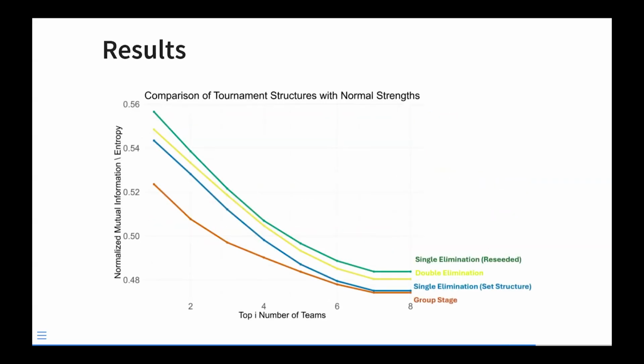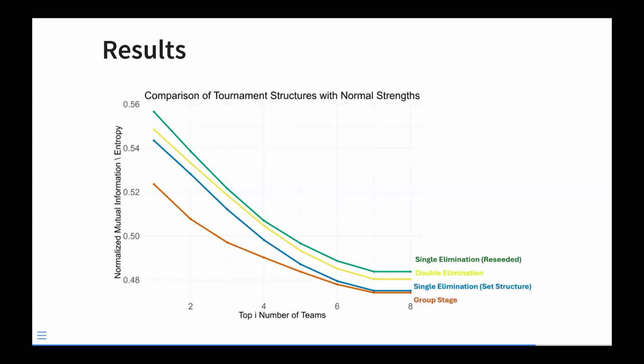So we have single elimination reseeded, and that is basically like the NFL playoffs. So for the playoffs, the 1 seed gets the bye in the first round, and in the next round they play whoever the worst seed is. It's not a set structure, it's just best team plays worst team. So we have that. We have double elimination, which is where you have the losers bracket. You have single elimination with a set structure. This is like March Madness. And then group stage play, which is similar to the World Cup style tournaments.